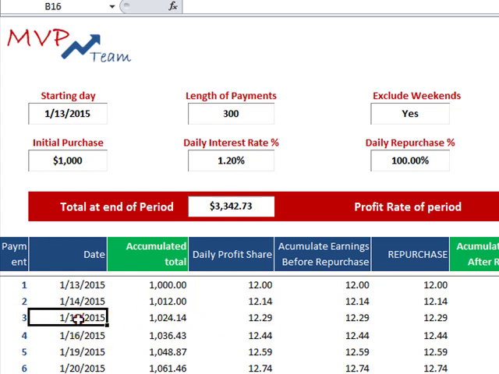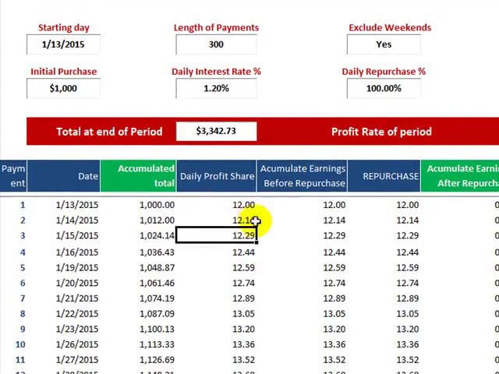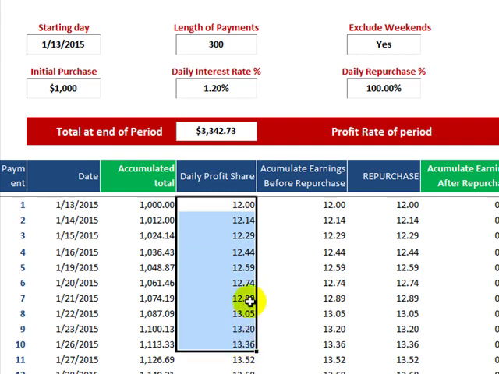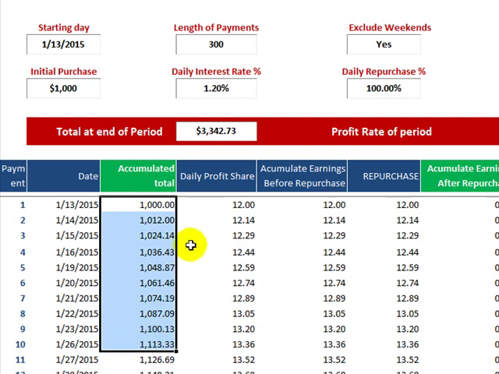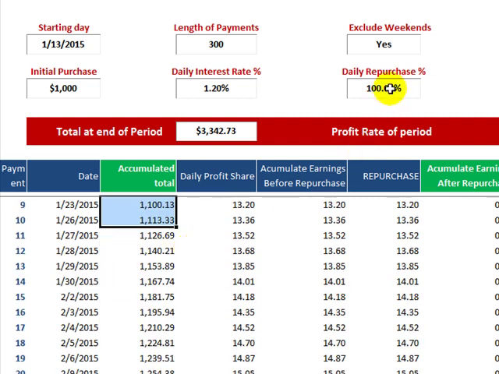Now on the 3rd day, January 15, the 12 plus 1012 will be 1,024. 1.2% of that is $12.29. So you see here, this column, it's slowly increasing by the day. All right, so it's pretty simple math, and that's what I wanted to point out to you. So everything just keeps growing because we're doing 100% repurchase.